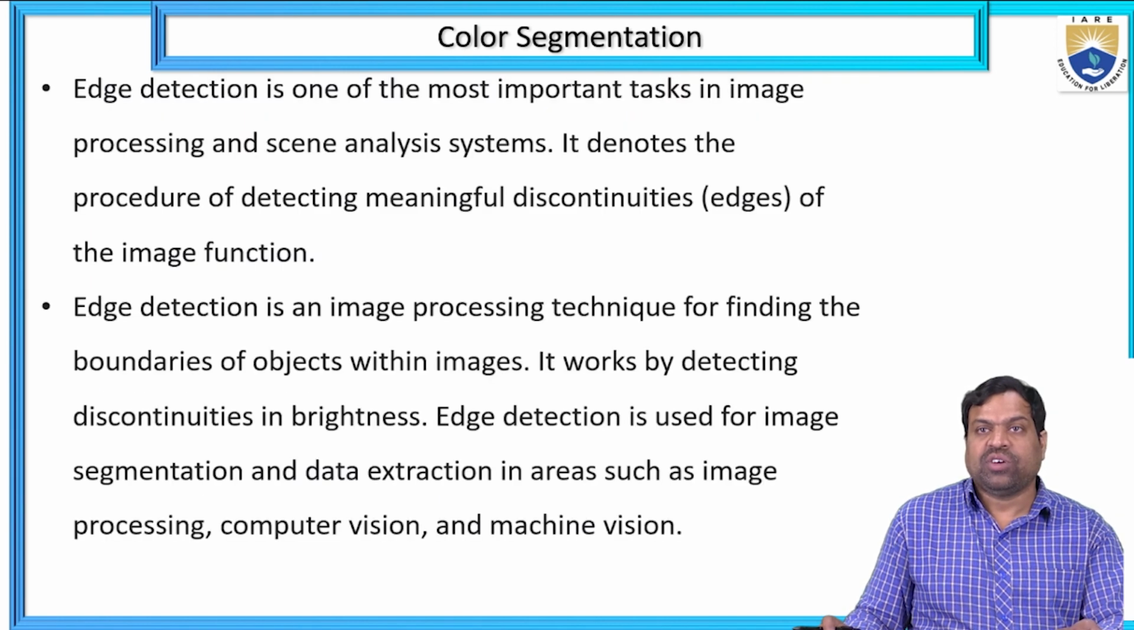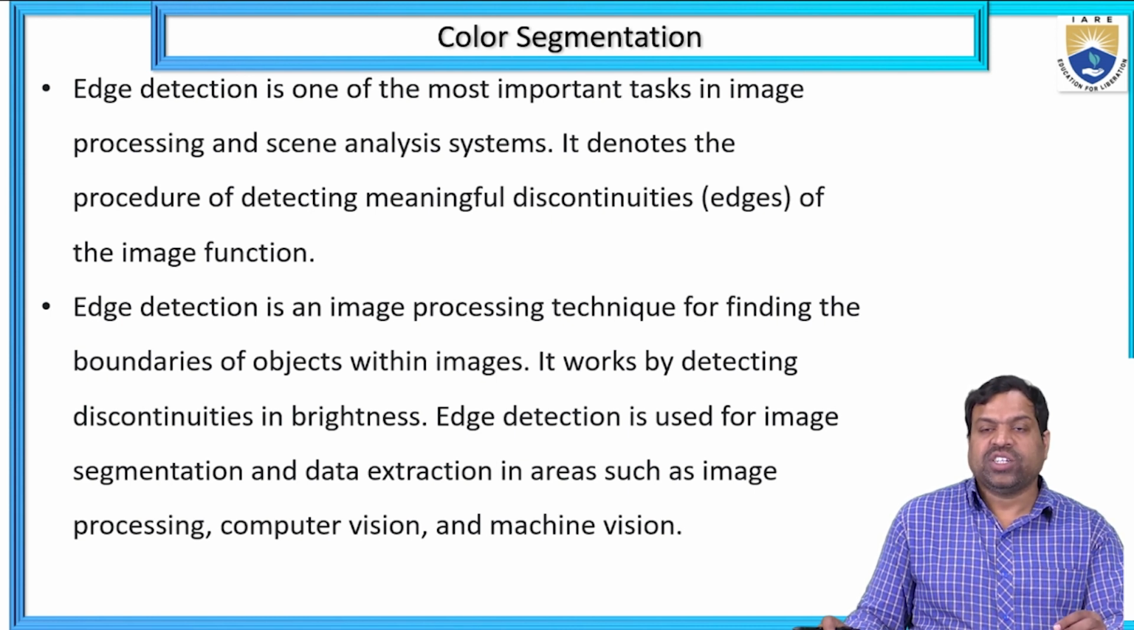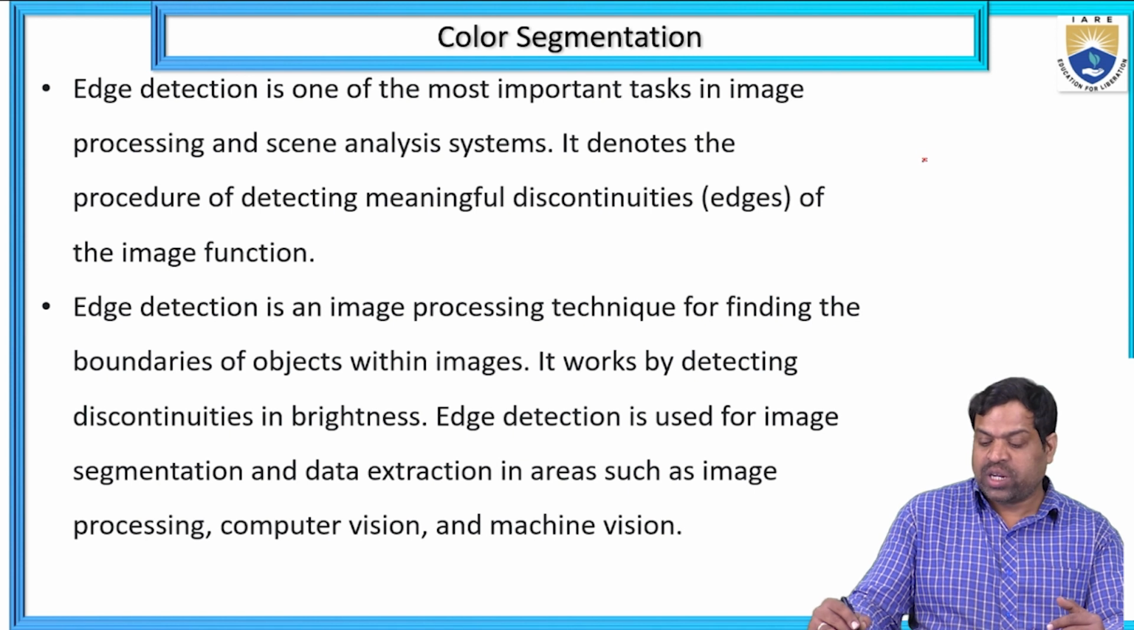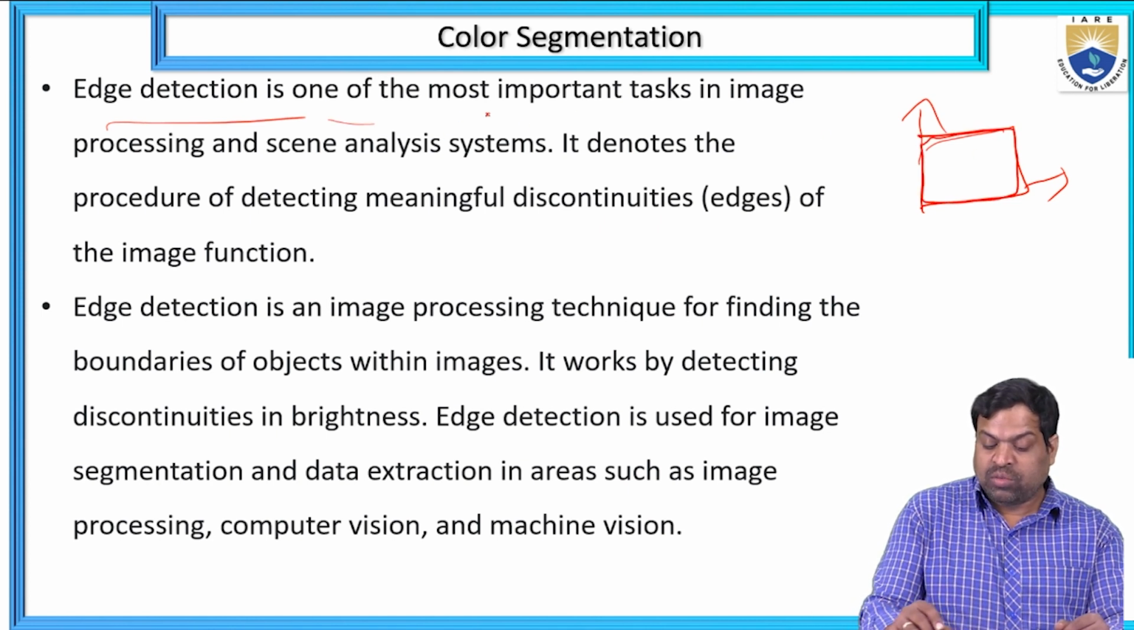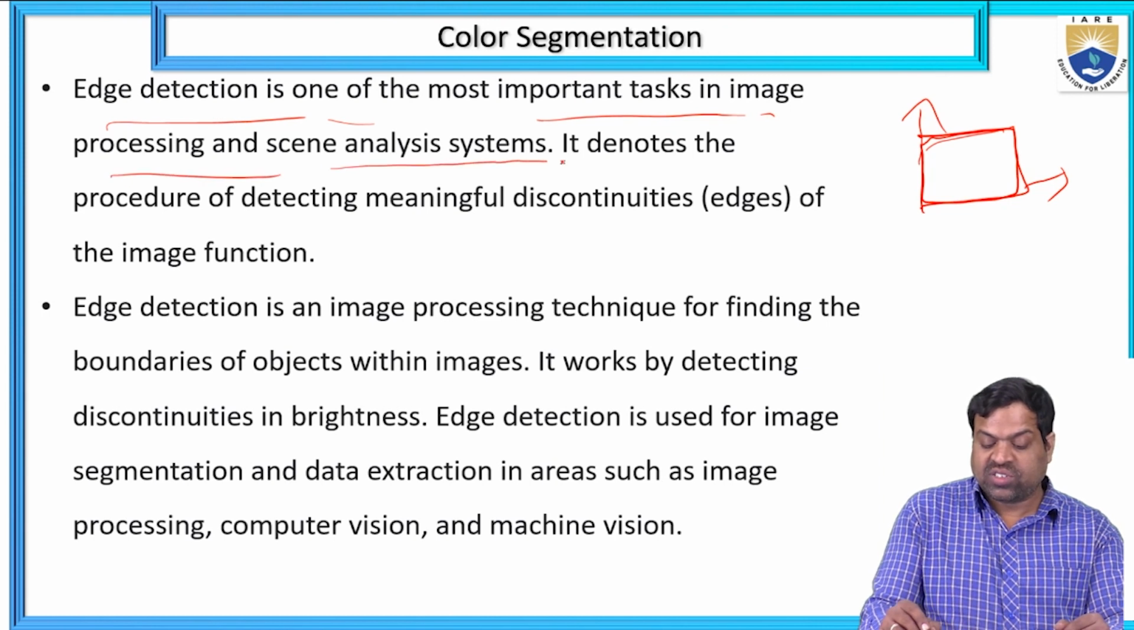So edge detection is one of the most important tasks in image processing and scene analysis systems. It denotes the procedure of detecting meaningful discontinuities or edges of the image. Edge detection is the image processing technique for finding out the boundaries of the images and objects within the image. It works by detecting discontinuities of the brightness. Edge detection is used for image segmentation and data extraction in areas such as image processing, computer vision, and machine vision. Okay, in this edge detection I am talking only about the edges.